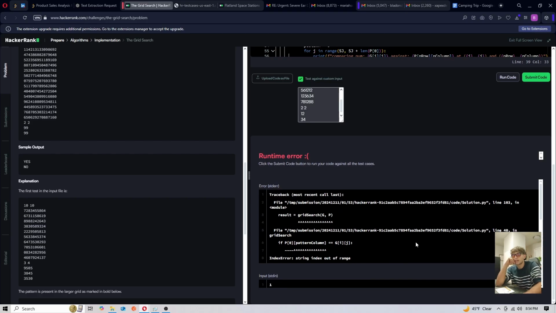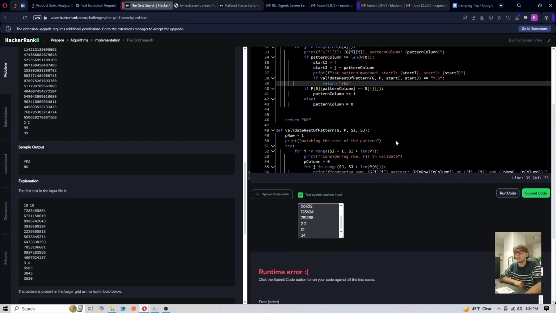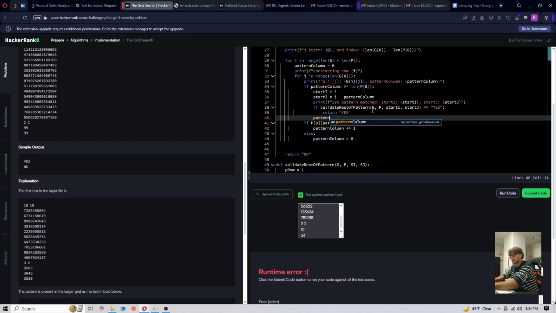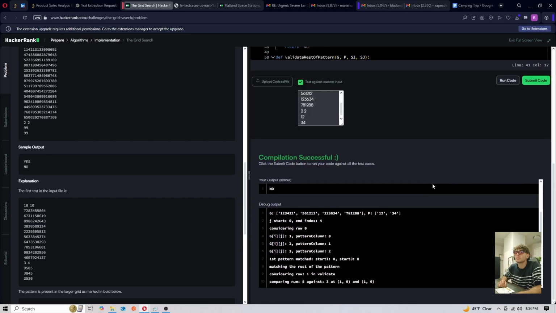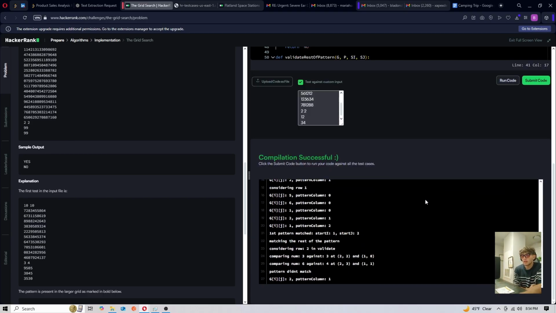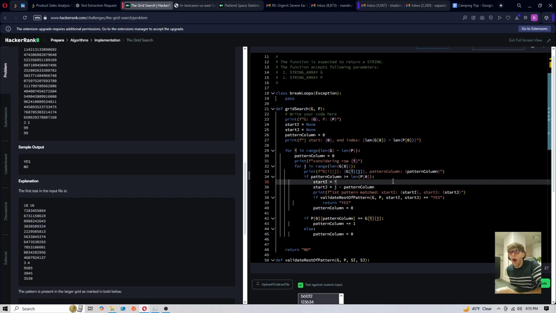Pattern column is out of range, huh? Where does that occur? Okay, well, pattern column should become 0 at this point. Thank God it gave me something to diagnose this with. Patterns didn't match. Okay, but why?